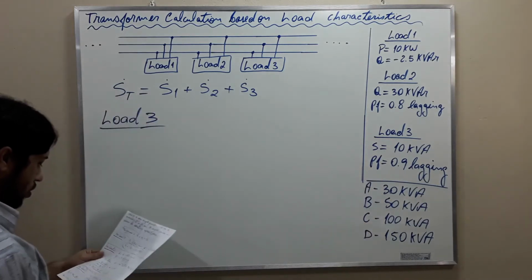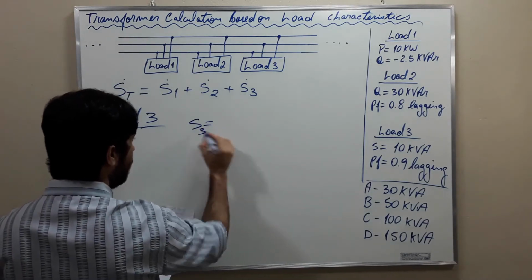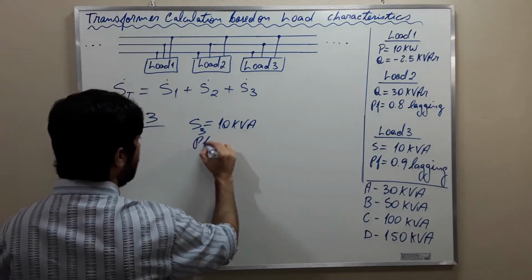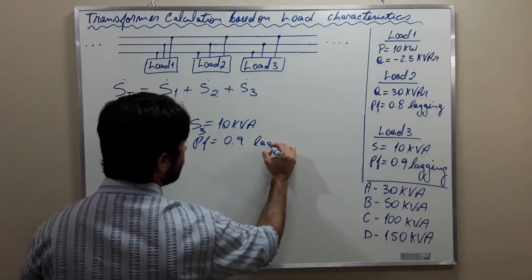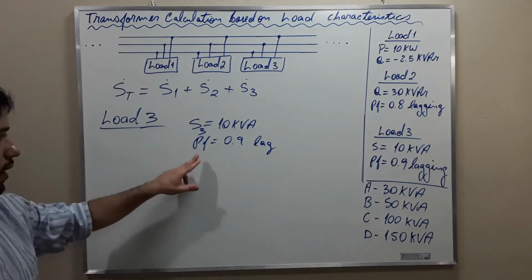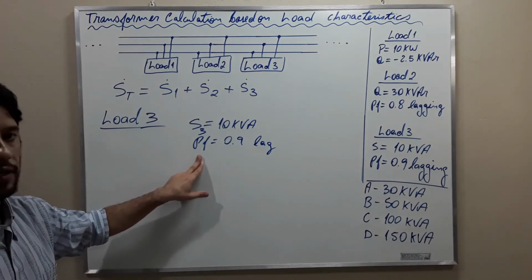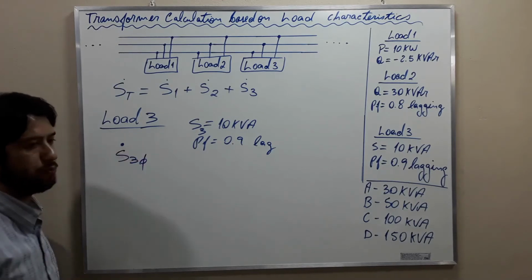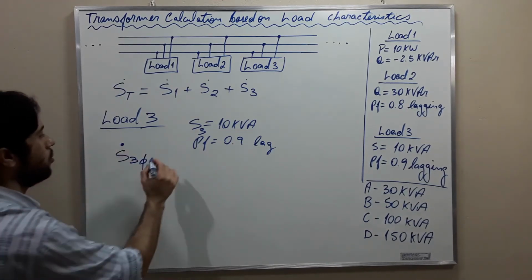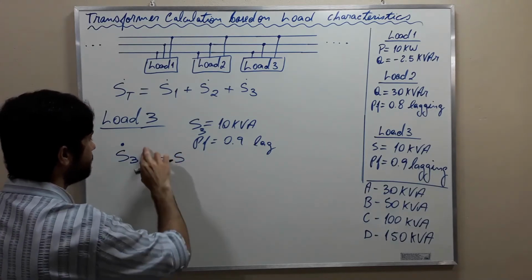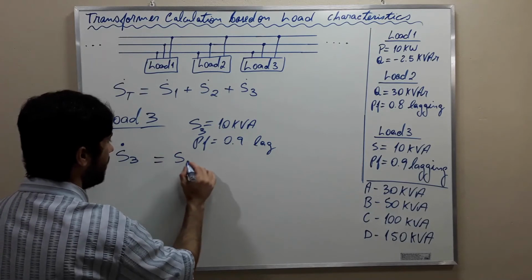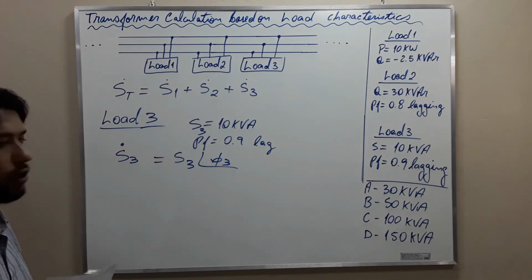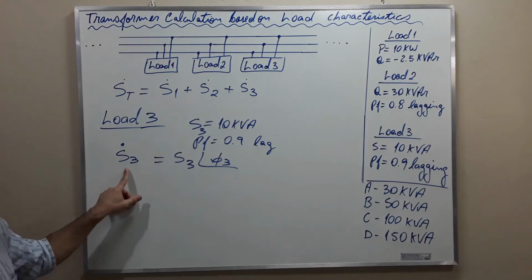So we have this for load 3, 10 kVA, and the power factor is 0.9 lagging. Okay, the power factor is the cosine of the angle. We have something of the sort. The complex power with a dot on top is equal to the apparent power, not three-phase, apparent power, phase 3, okay? This is the apparent power and this is the complex power.